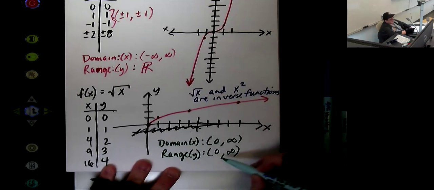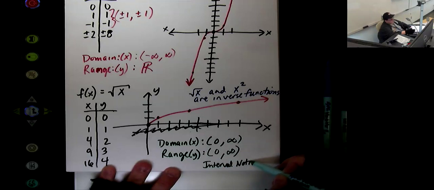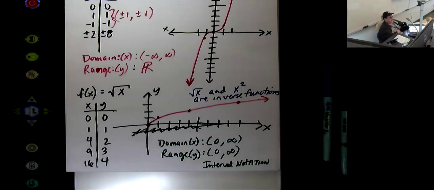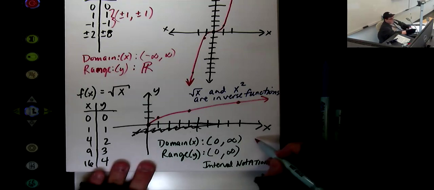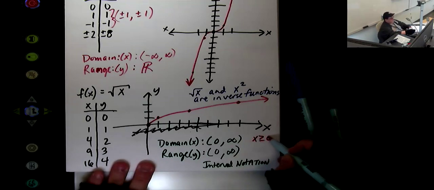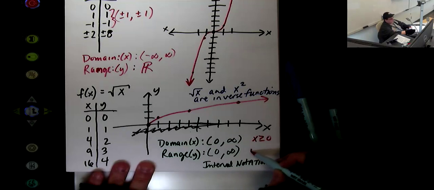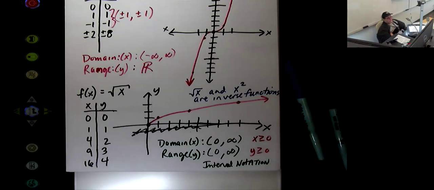We did this before. This was called interval notation. We did this notation back in the inequality section. This effectively corresponds to the inequality x is greater than or equal to 0 and y is greater than or equal to 0. So that's a little tie into some of that inequality stuff we did earlier.